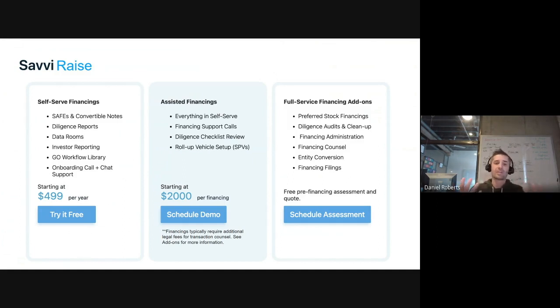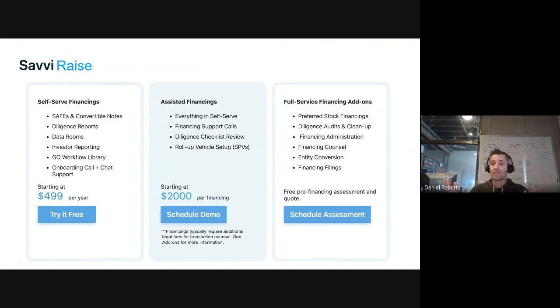We have a library of templates. We call them workflows, and you'll get access to that on our platform depending on what you're looking to do. If you have a very custom document, we may not have a template for it, but we could automate it for you. So there's some customization that we can do. Those roll-up vehicles, the SPVs that we talked about, we have workflows for you to be able to set those up as well and have investors invest through an SPV. And then on the service side, we have counsel and paralegals who can provide financing counsel and financing admin services.